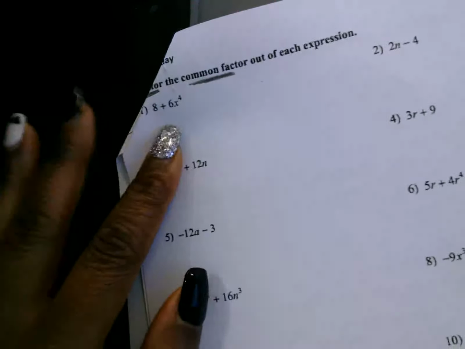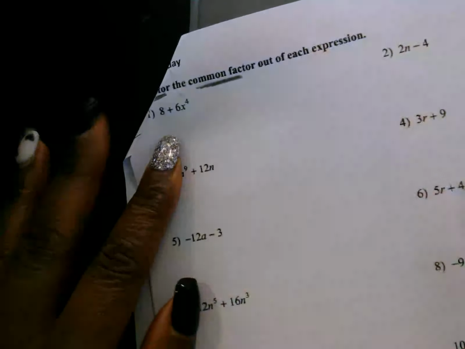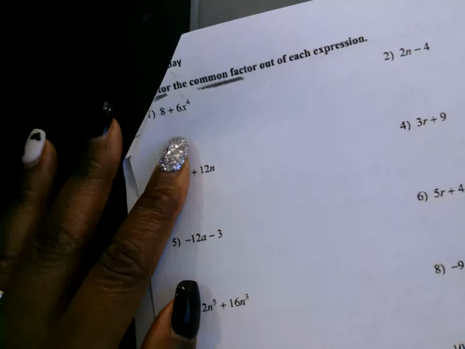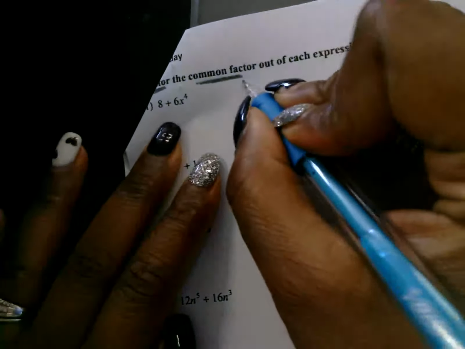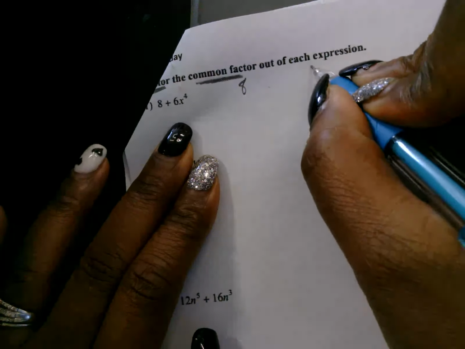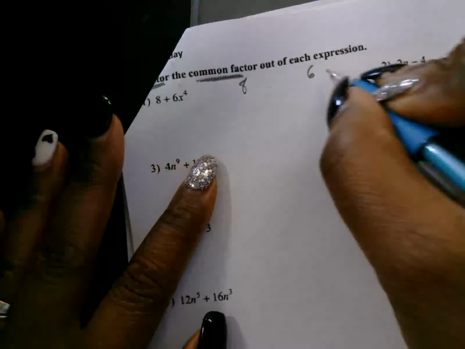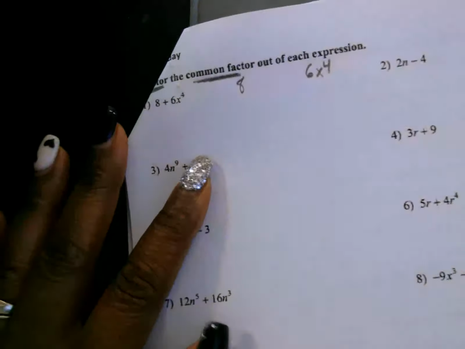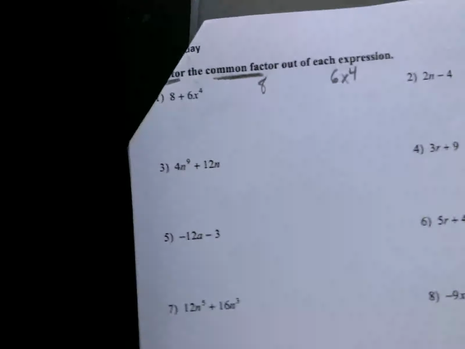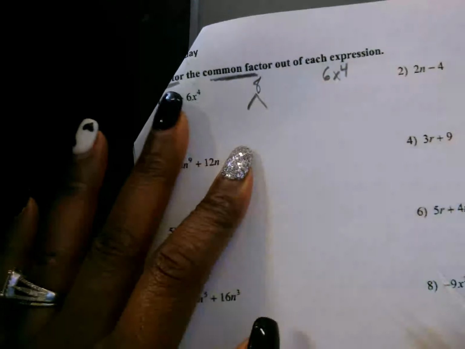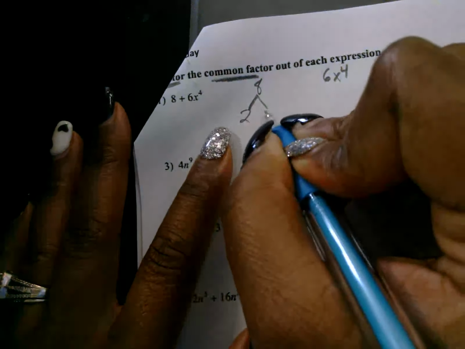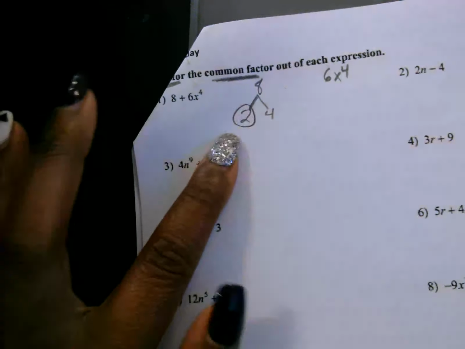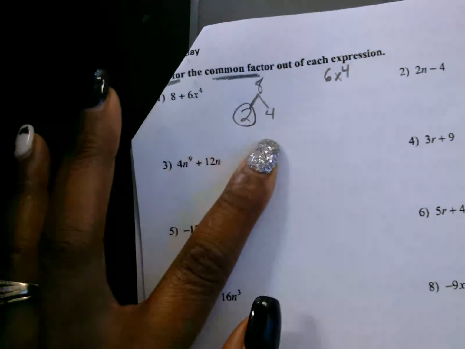In order to do that, you can draw a factor tree for both. Some people don't have to draw a factor tree. They know all of the factors for both numbers, and others may need to. I'm going to do a factor tree for 8, and then a factor tree for 6x to the 4. So for 8, what two numbers can be multiplied to give me 8? That's going to be 2 and 4. I'm going to circle 2 because 2 is prime. I'm going to break down 4.